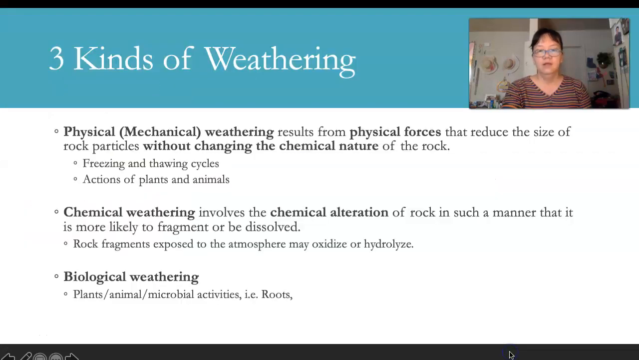So, what are the three kinds of weathering? One is physical weathering that results from physical forces that reduce the size of the rock particles without changing the chemical nature of the rock. So that's the difference between physical and chemical weathering. The physical weathering mainly involves freezing and thawing cycles of the water.